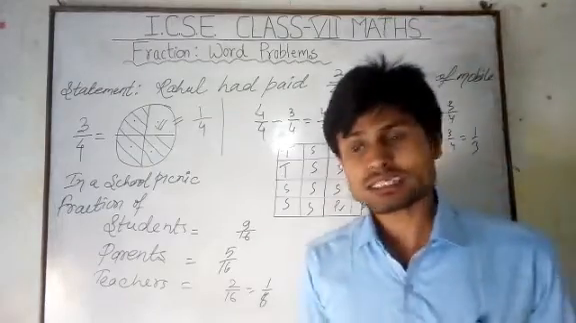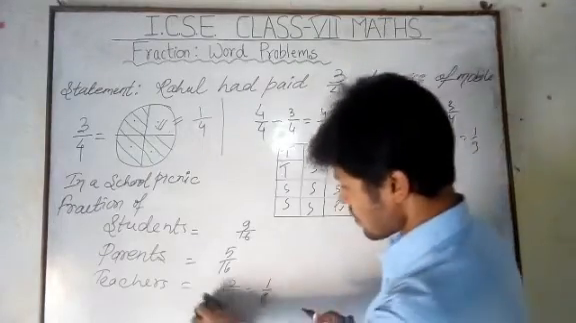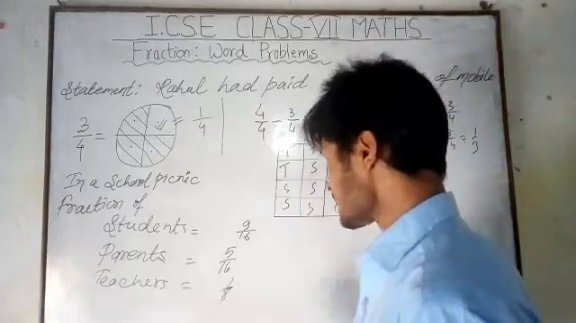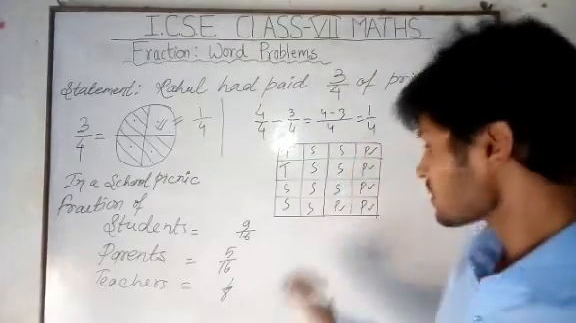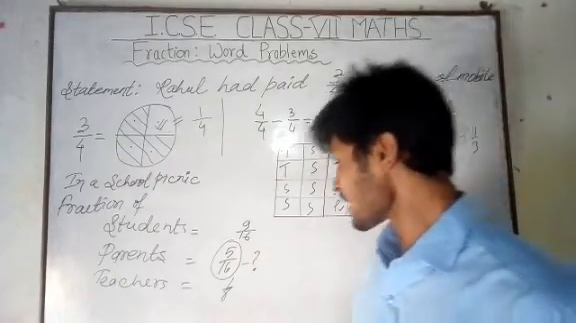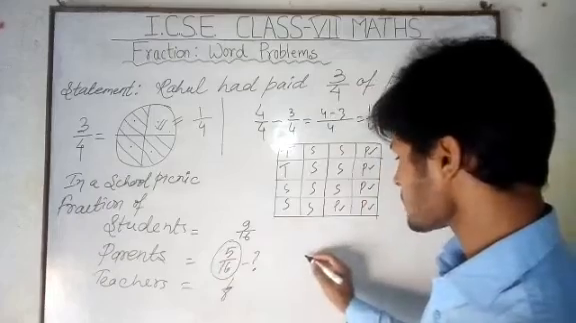Now suppose it is given that the fraction of teachers is 1 by 8. Then how can you calculate the unknown, that is, the part of parents? For this we will again do the same thing.